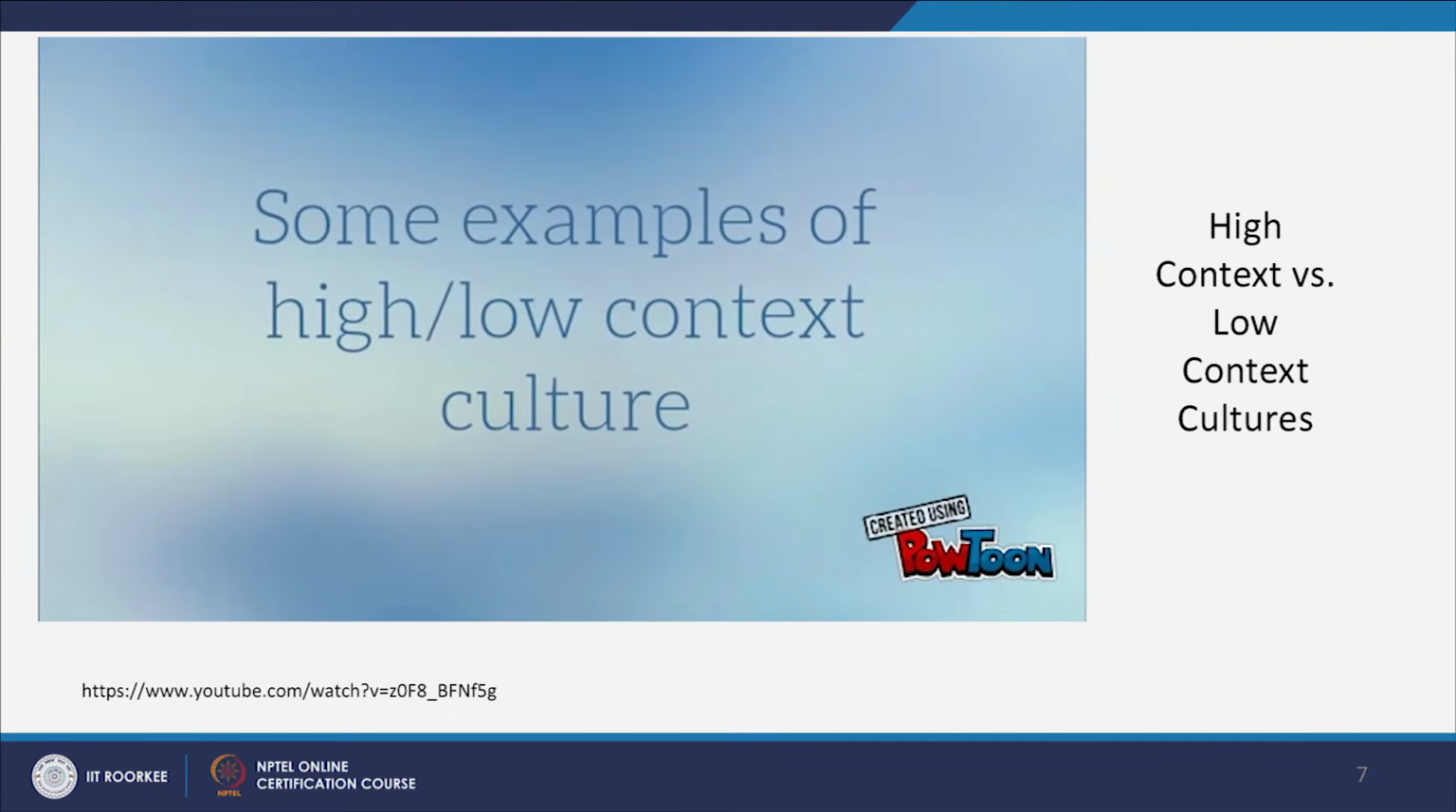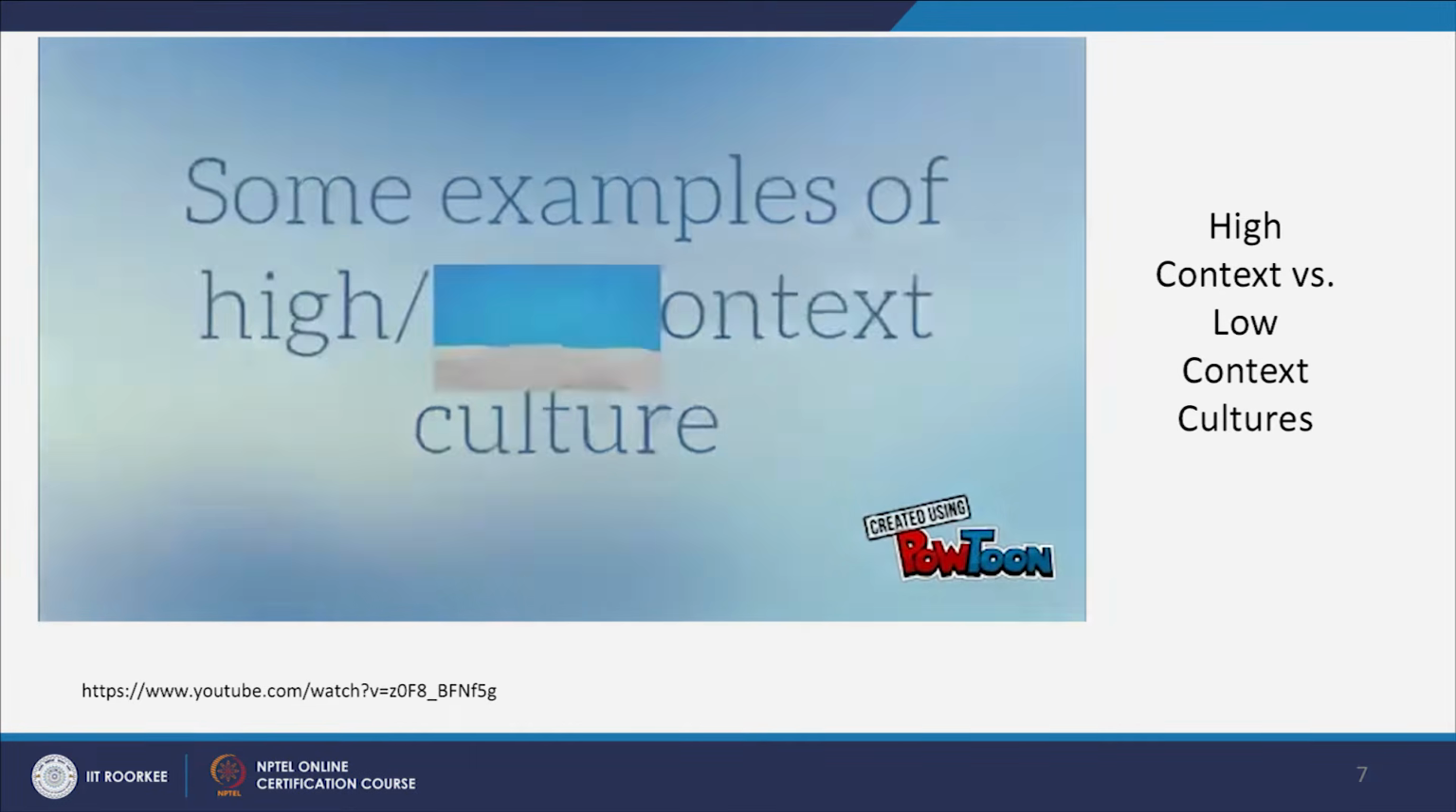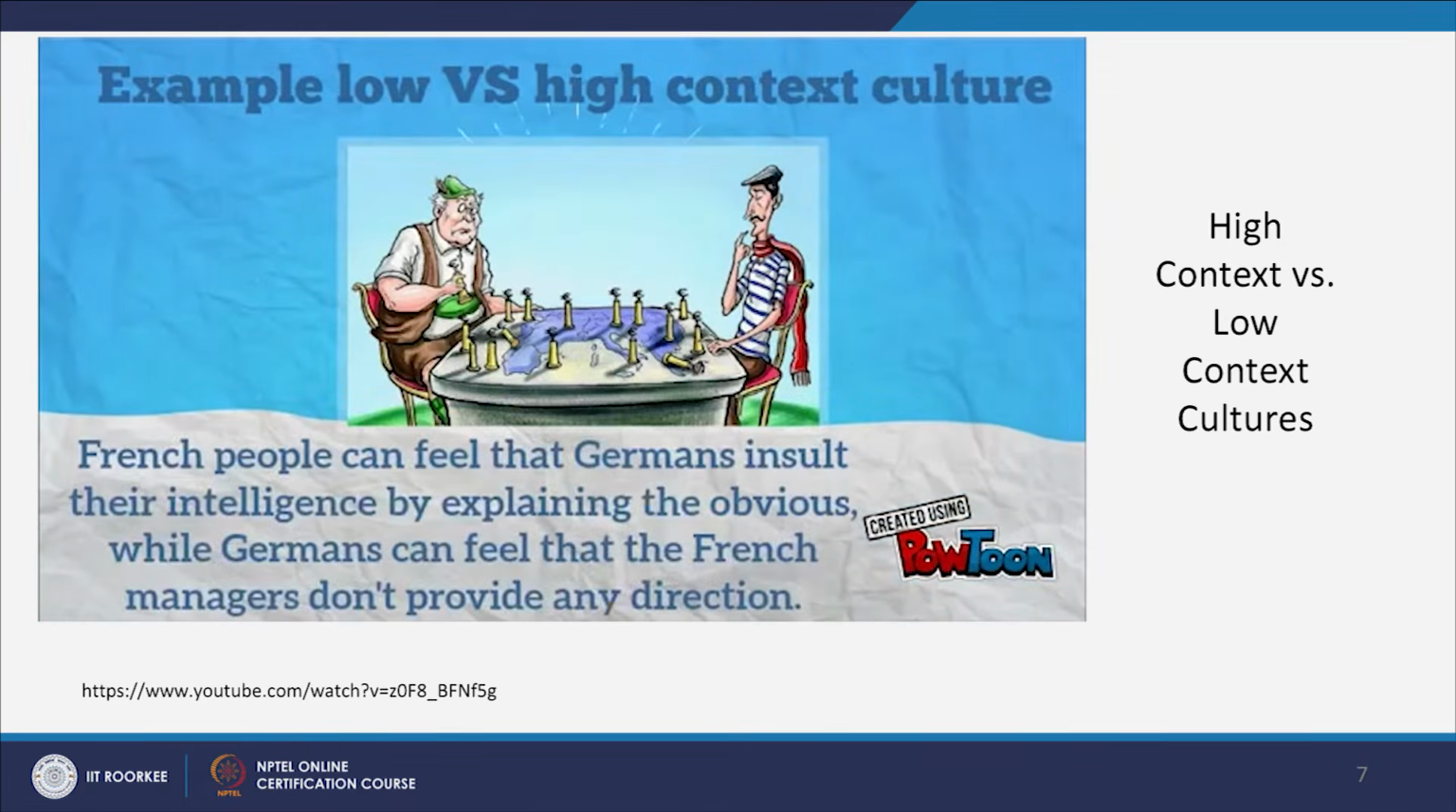Some examples of high and low context culture. Here's an example of low versus high context culture. French people can feel that Germans insult their intelligence by explaining the obvious, while Germans can feel that the French managers don't provide any direction.